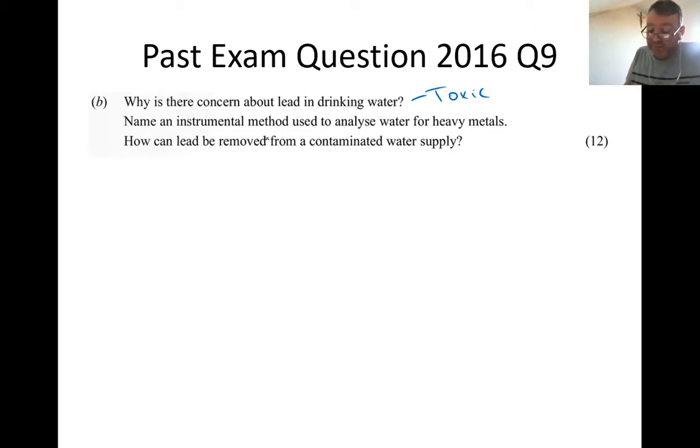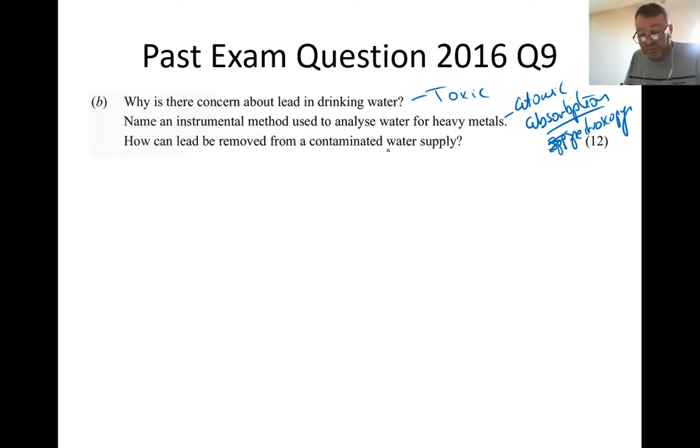Name an instrumental method that could be used to analyze water for heavy metals. Atomic absorption spectroscopy, we had it already. Now just remember, absorption, that means that it has a coloured background with black lines, okay? So atomic absorption spectroscopy, S-P-E-C-T-R-O-S-C-O-P-Y.